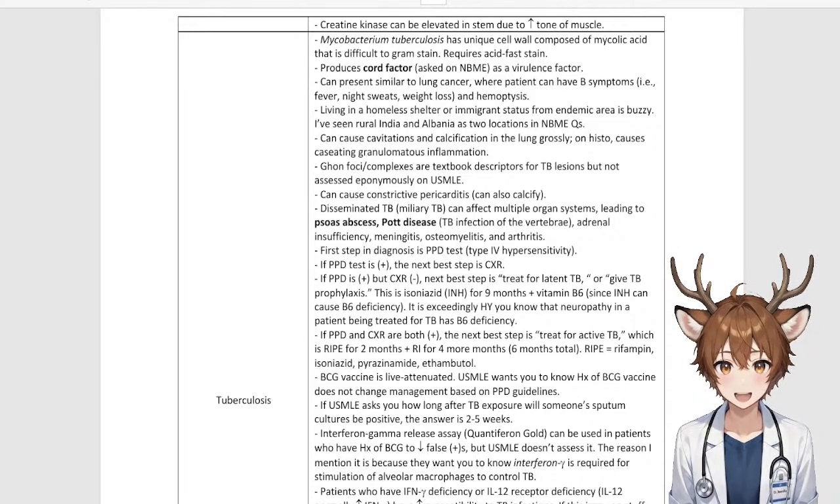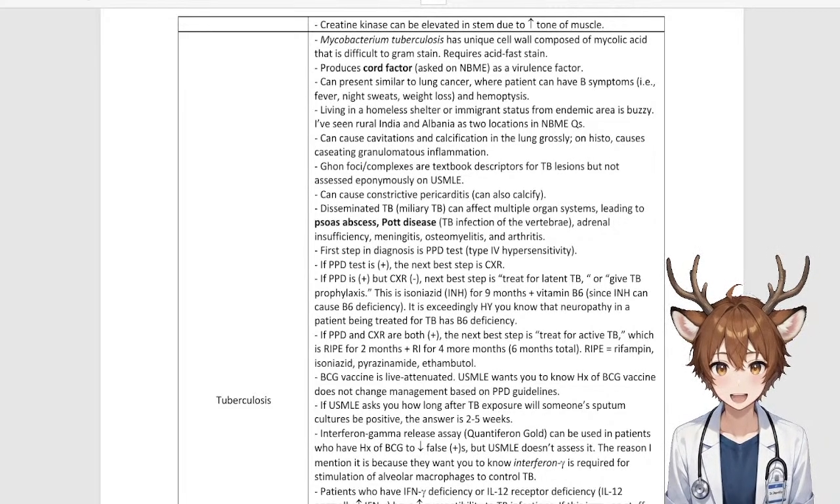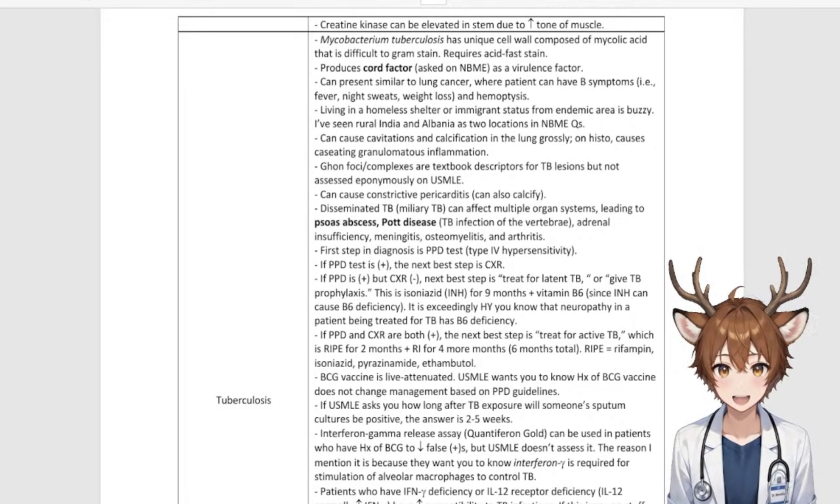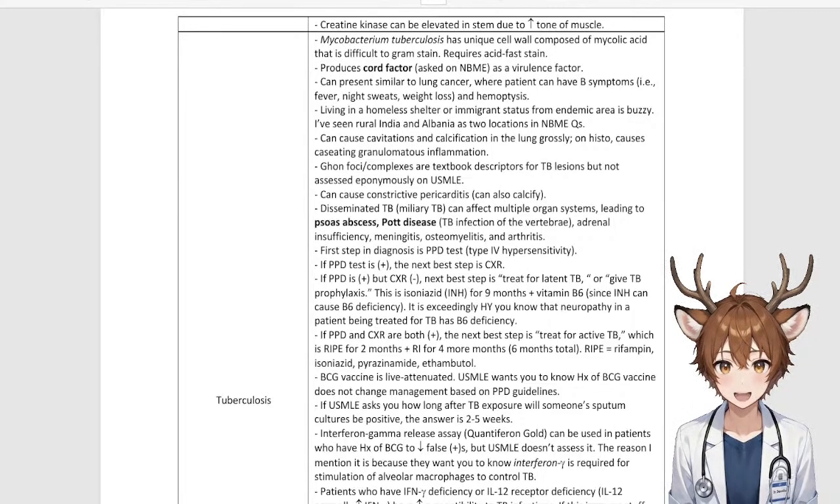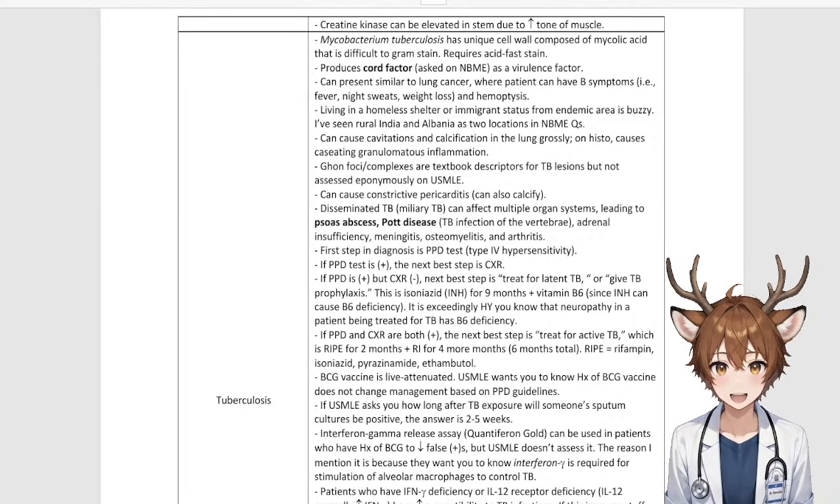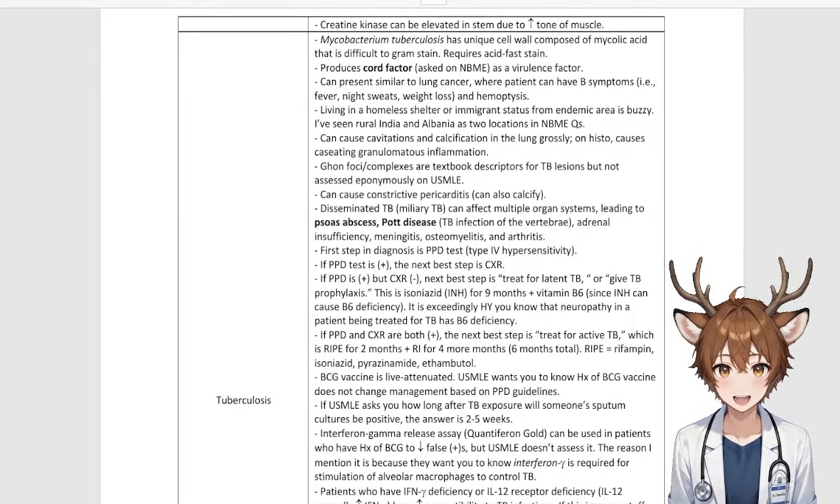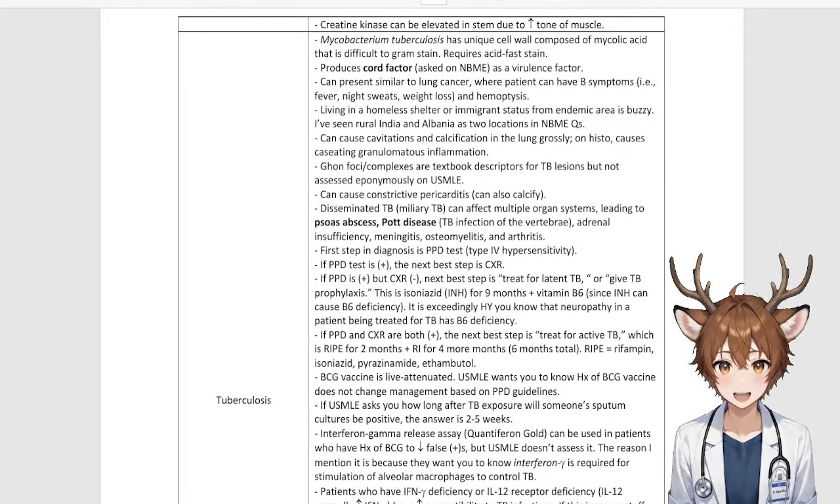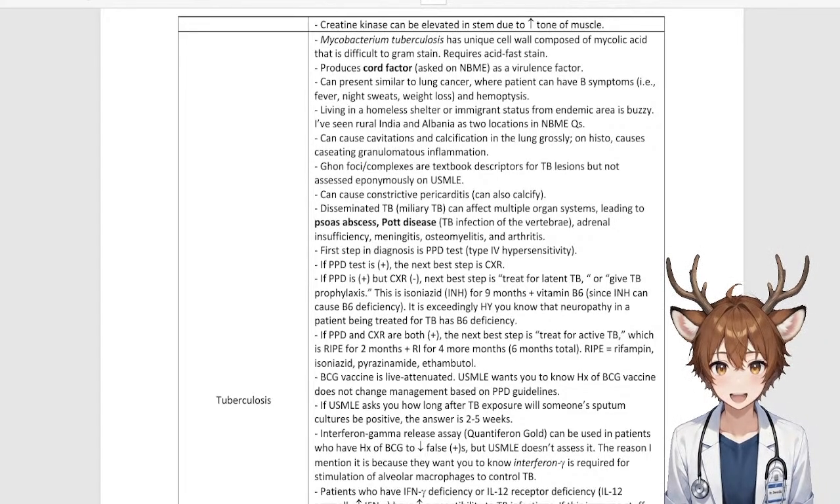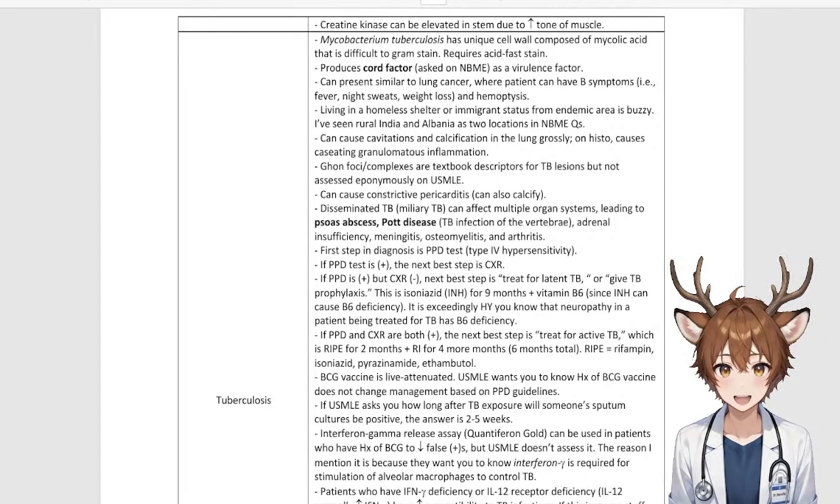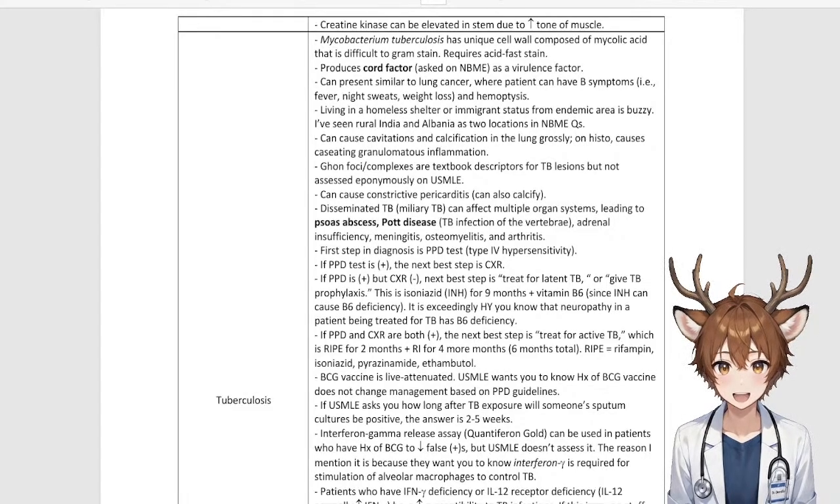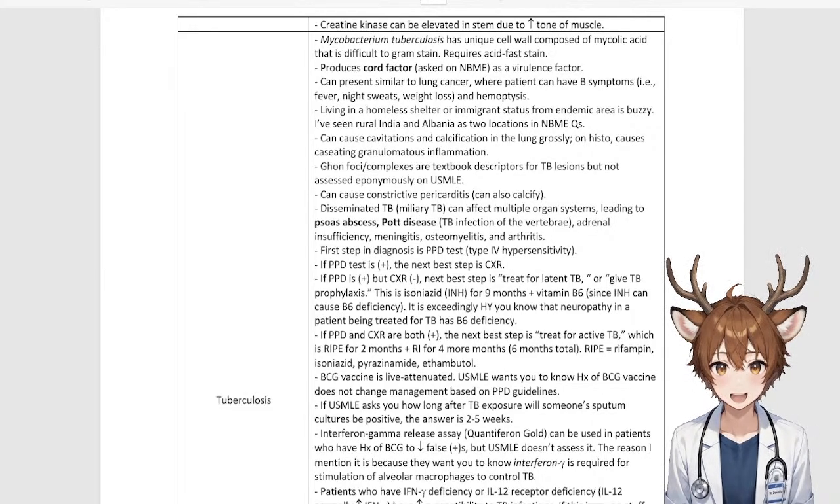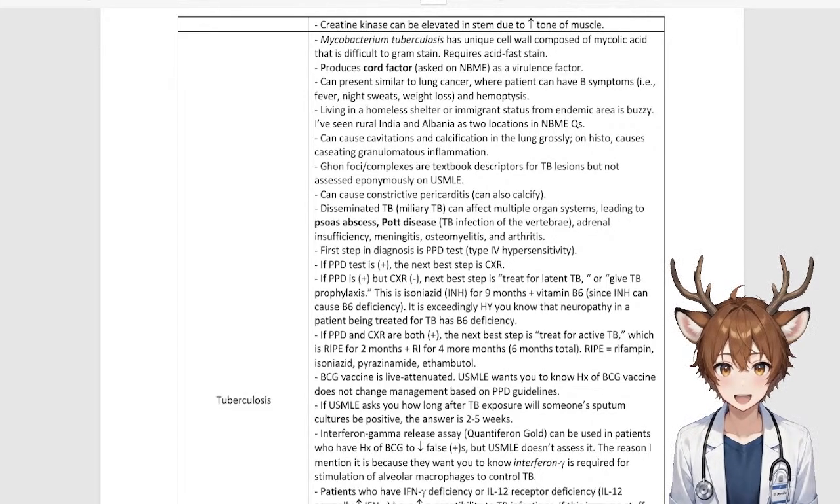The first step in diagnosis is the PPD test, type 4 hypersensitivity. If the PPD test is positive, the next best step would be chest X-ray. If the PPD test is positive but chest X-ray is negative, the next best step would be to treat for latent TB or give TB prophylaxis. This is isoniazid, INH, for 9 months plus vitamin B6, since INH can cause B6 deficiency.